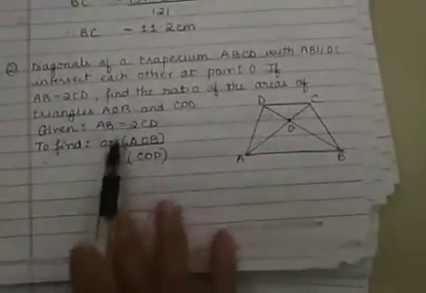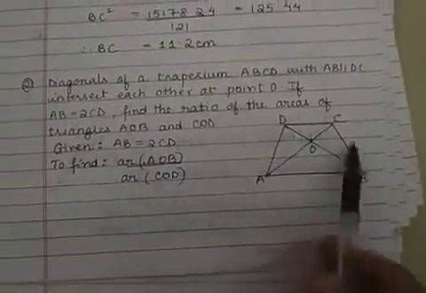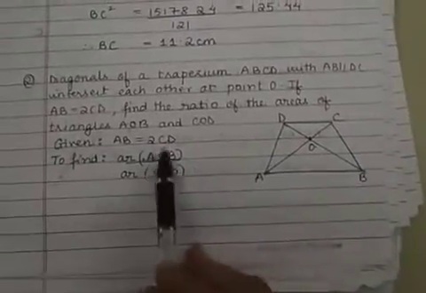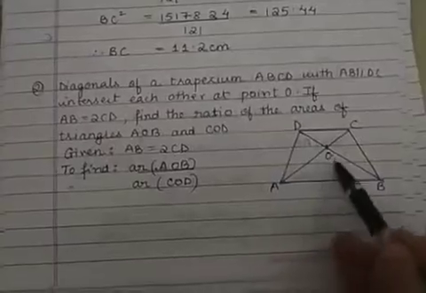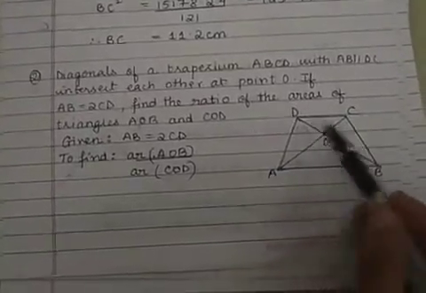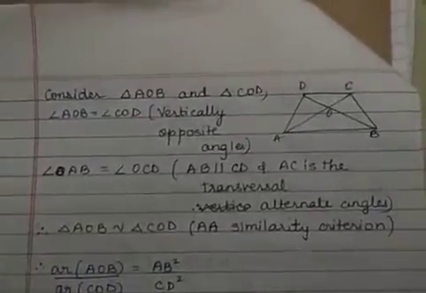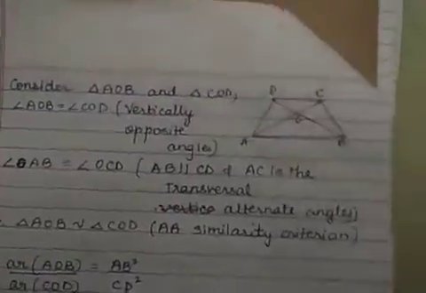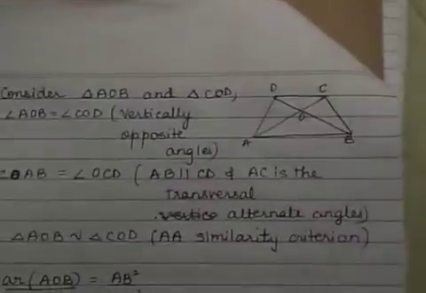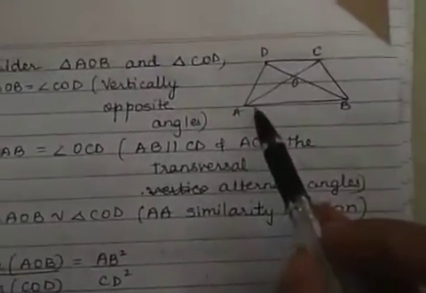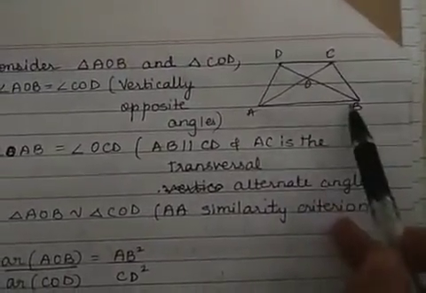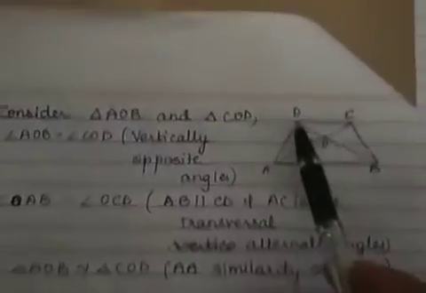So first let us write down what is given to you. It is given that ABCD is a trapezium and AB is 2 times CD. You have to find area of AOB upon area of COD. Now to use the area of similar triangles theorem, first you have to show that the two triangles are similar. So let us show that triangle AOB is similar to triangle COD.